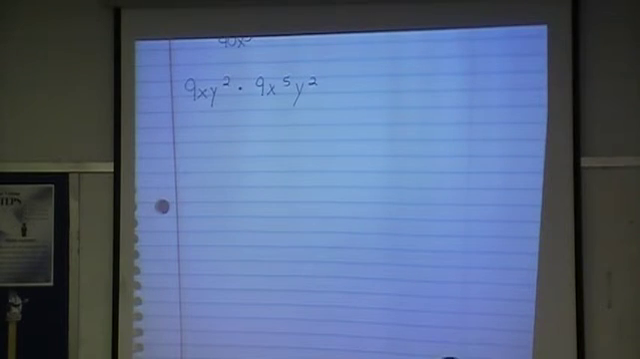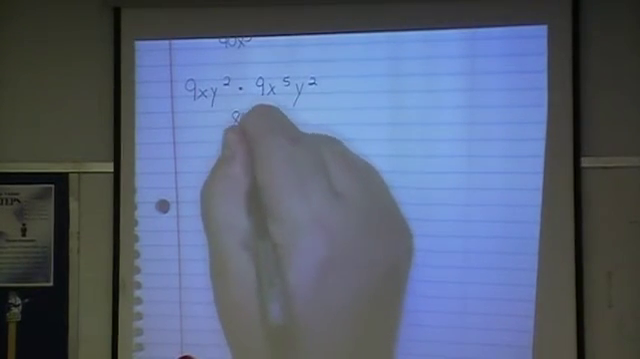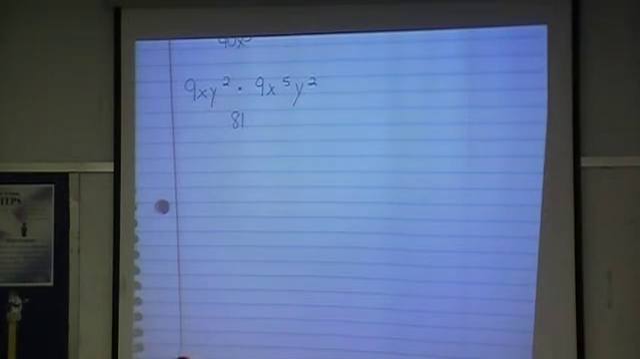Follow your rules. Your rule says multiply your whole numbers. Okay? What's 9 times 9? All right. I cannot combine x's and y's. I can combine x's. The rule is multiply your whole number, add your exponents.